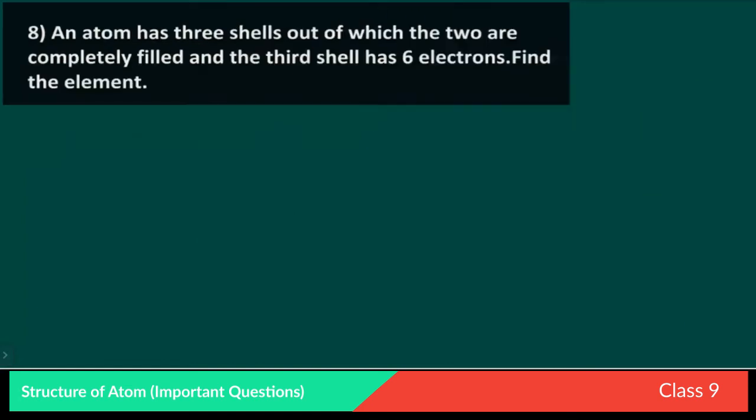Next, we move on to question number 8. An atom has 3 shells, out of which the first 2 are completely filled and the third shell has 6 electrons. Find the element. So we have been told that the first 2 are completely filled. The first shell is K shell, and the total number of electrons that it can accommodate is equal to 2 electrons. We all know that.